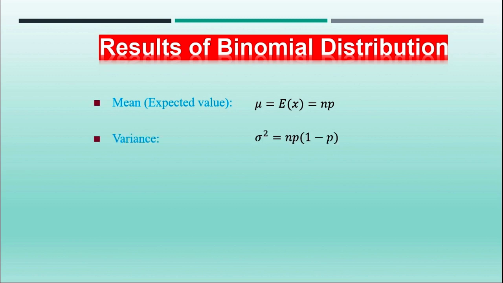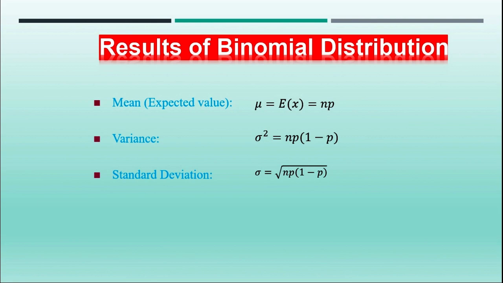Here are some results of the binomial distribution. Mean mu will be n times p, where n is the number of trials and p is the probability of success. It can also be expressed as E(X), the expected value. Variance equals n times p times 1 minus p. Standard deviation is the square root of variance.